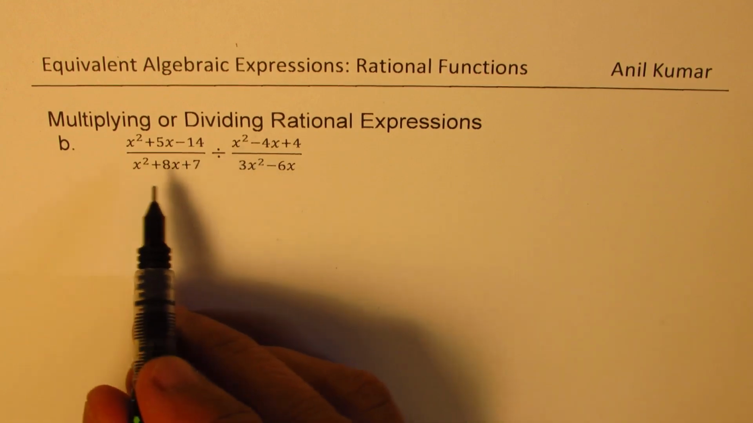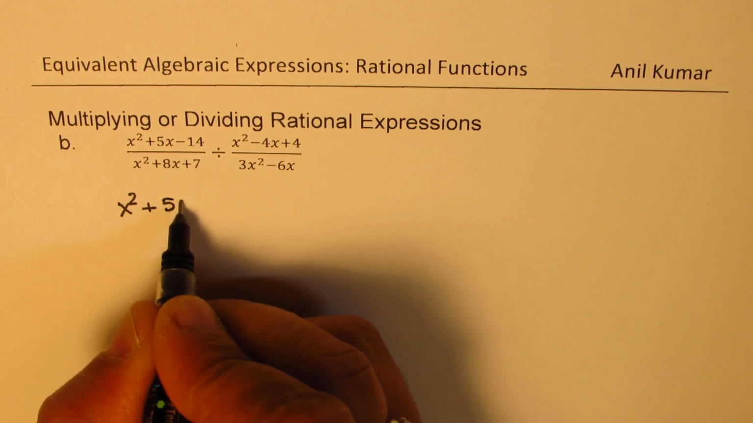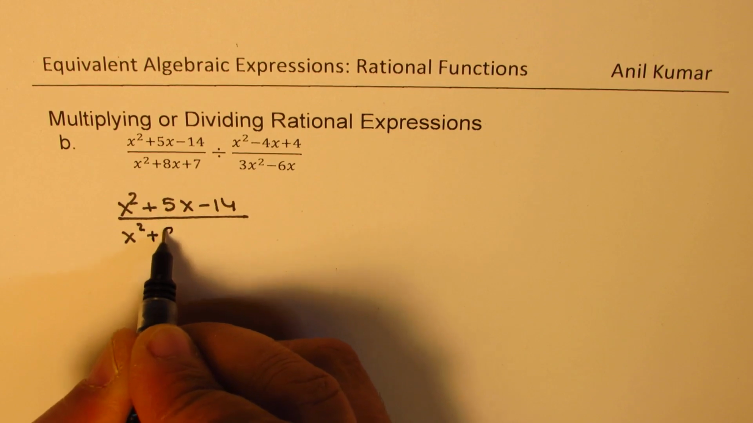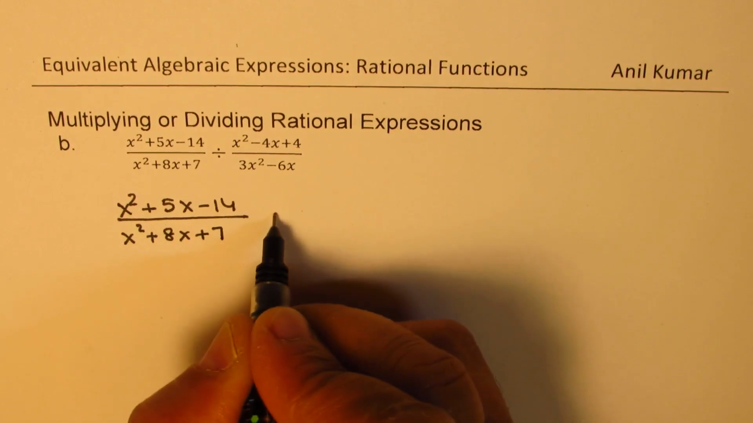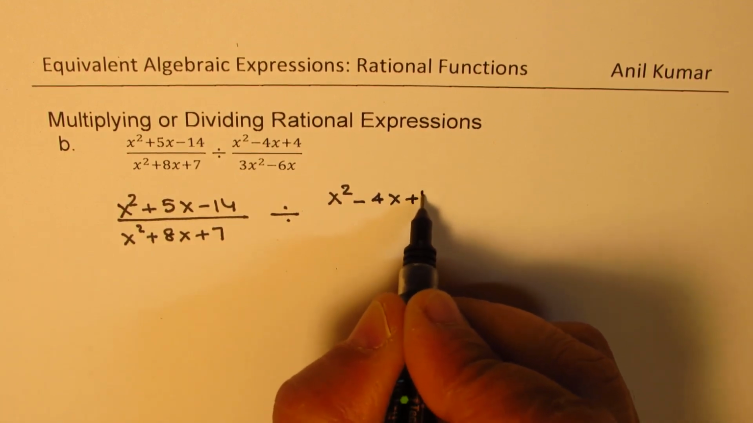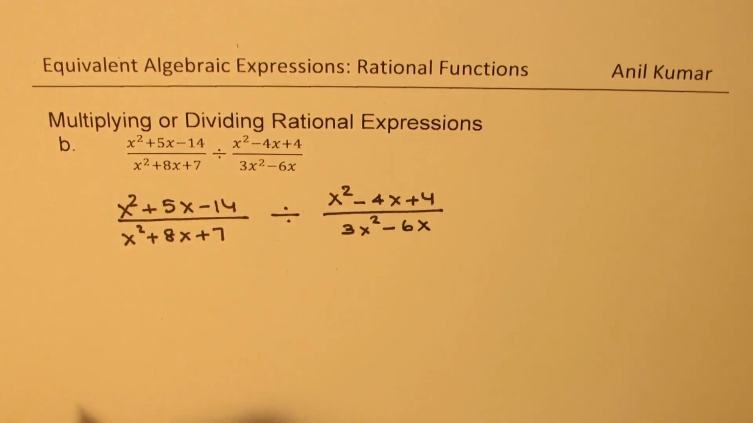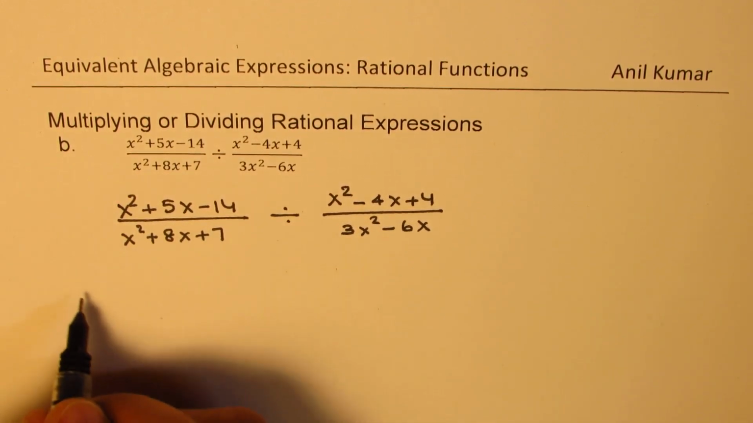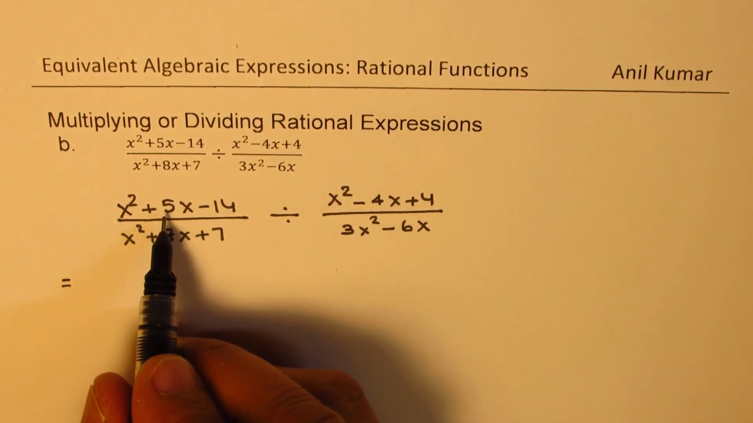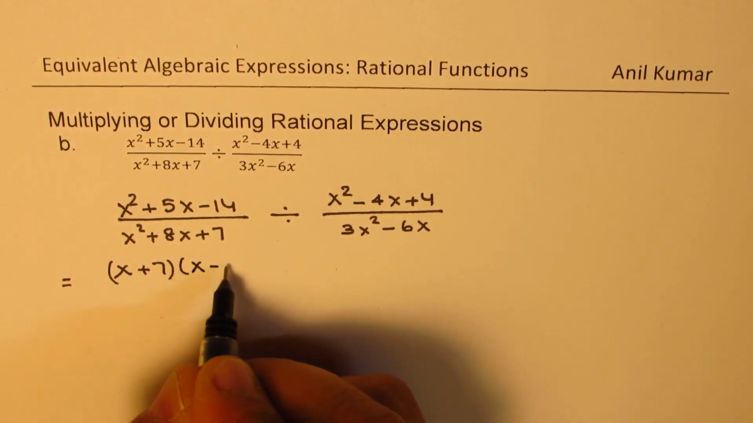Now let's take up the second example, which is based on division. So it's very similar. Let's rewrite this. So we have x squared plus 5x minus 14 in the numerator, and the denominator is x squared plus 8x plus 7. And we need to divide this by x squared minus 4x plus 4 over 3x squared minus 6x. Okay, let's try to factor them. 14, right? 7 times 2. Bigger number positive. 7 is positive. X plus 7 times x minus 2, right?